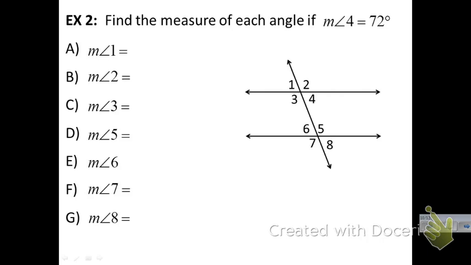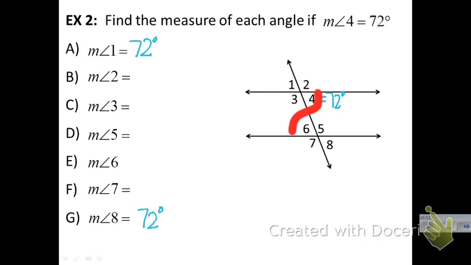On our next example, I'm going to give you a specific angle. Here it says angle 4 is 72 degrees. Then I'm going to ask you to find all the other angles. So I'm going to look at 4 and 1. I know those are vertical angles, and I know that vertical angles are all congruent, so I know that 1 also has a measure of 72 degrees. The next pair I'm going to look at will be 4 and 8. Those are the ones that make the F, so they're corresponding angles, and I know that corresponding angles are congruent. So 8 is also 72 degrees.